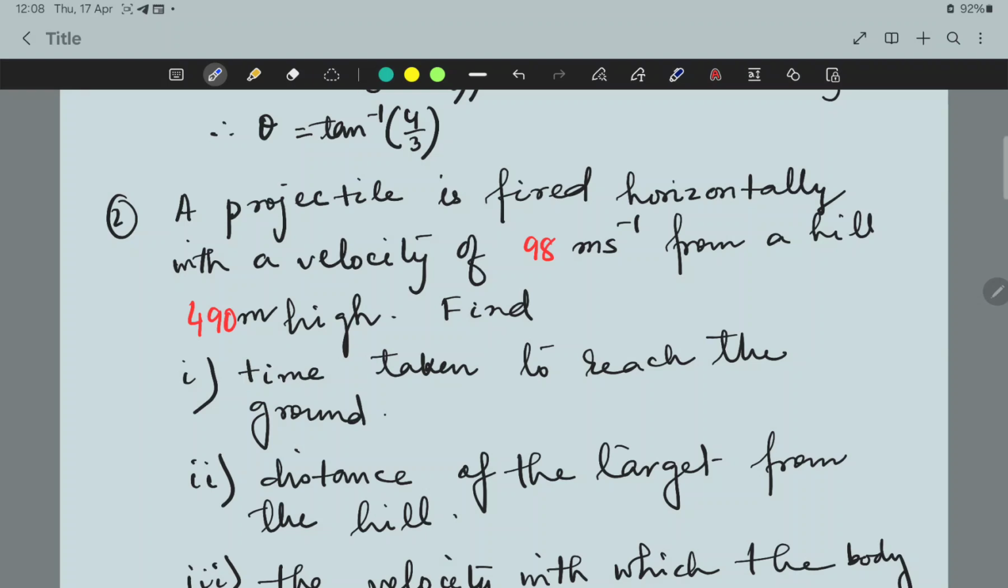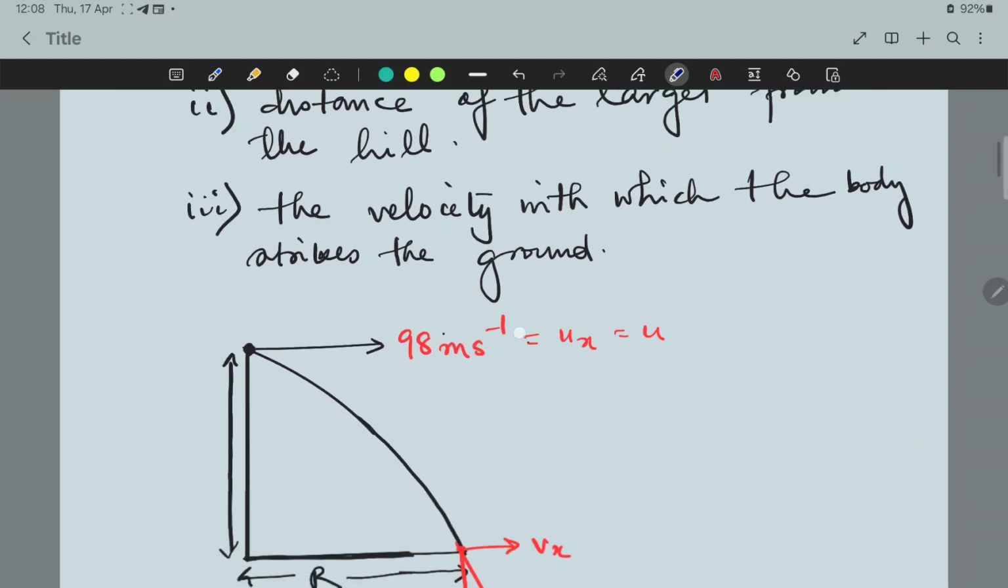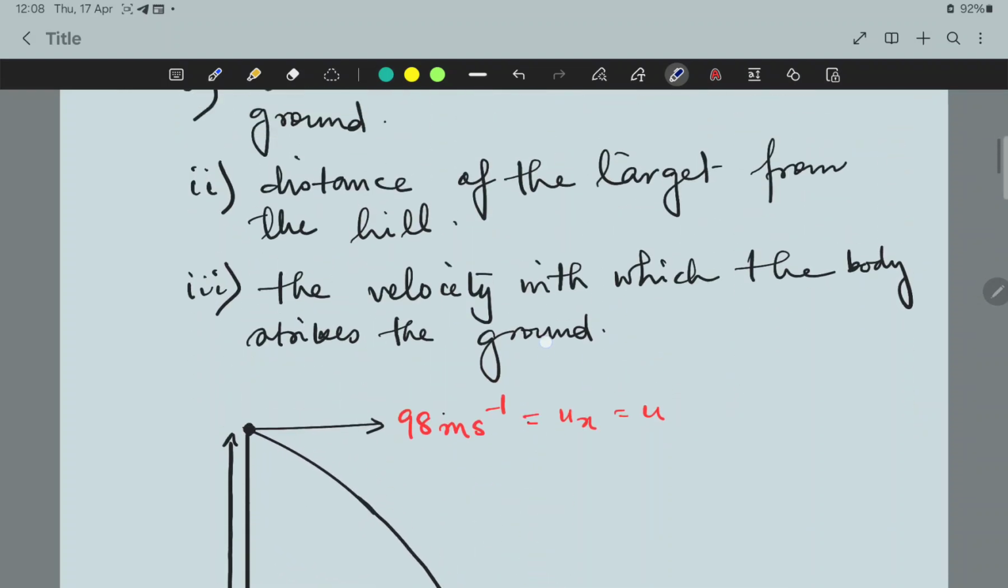Now the second problem. In the second problem we can see that it is said a projectile is fired horizontally with a velocity of 98 meter per second from a hill 490 meter high. So here the initial velocity is 98 and the height of the hill is 490, and we need to find first of all the time taken to reach the ground. So let's see how to get the time.